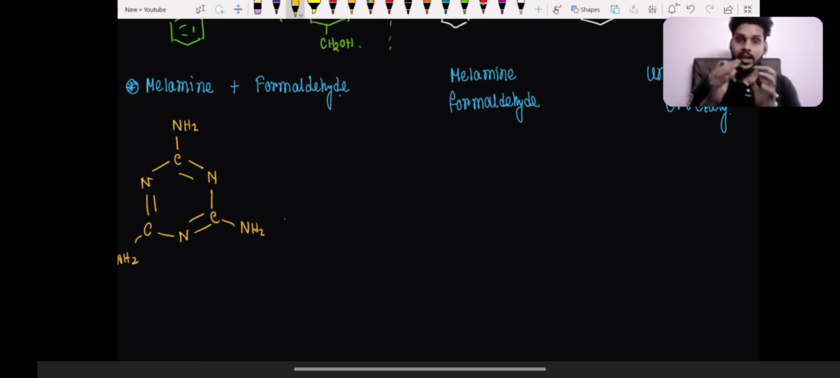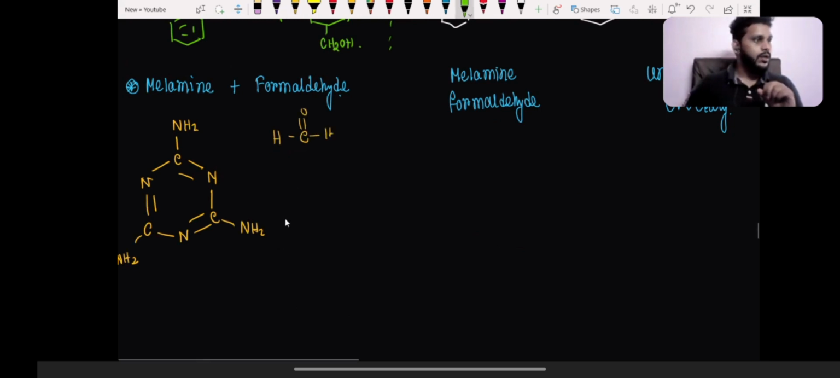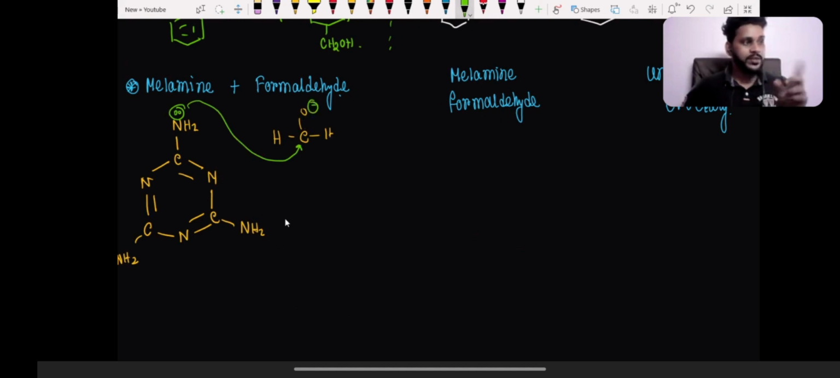Okay. So melamine, when it is reacting with formaldehyde, guys, how would that look like? How would the reaction go? The lone pair of amine would go and attack this carbon, and this bond would open up. After the bond opens up, it would take hydrogen and become OH. So NHCH2OH is the bond.